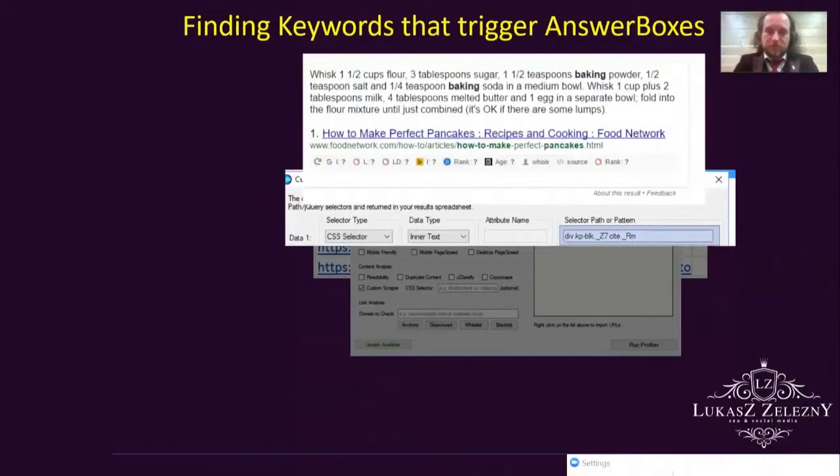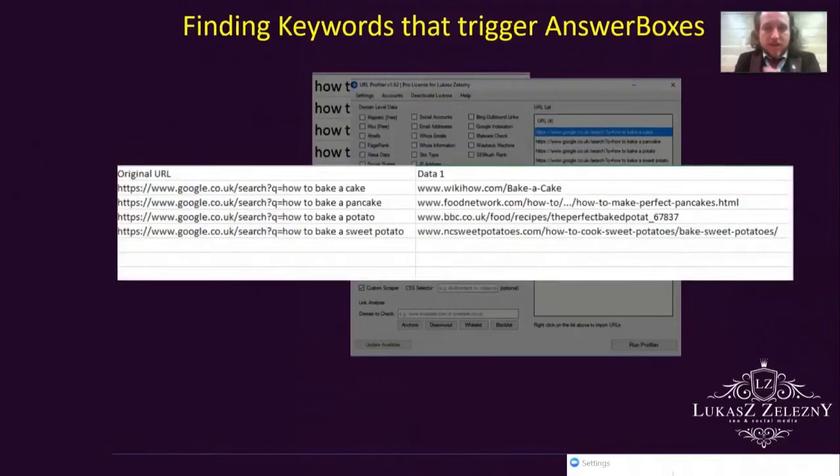And think about this. When I received my spreadsheet, all 4 keywords were showing that there is an answer box. The first one was how to make a pancake. So I have this one, foodnetwork.com/how-to article, how to make a pancake. And then this is how the spreadsheet looks. The original URL is on the left side, and what URL Profiler was able to scrape from the answer box is on the right side. If an answer box did not exist, then we wouldn't have data there. We would have an empty cell.